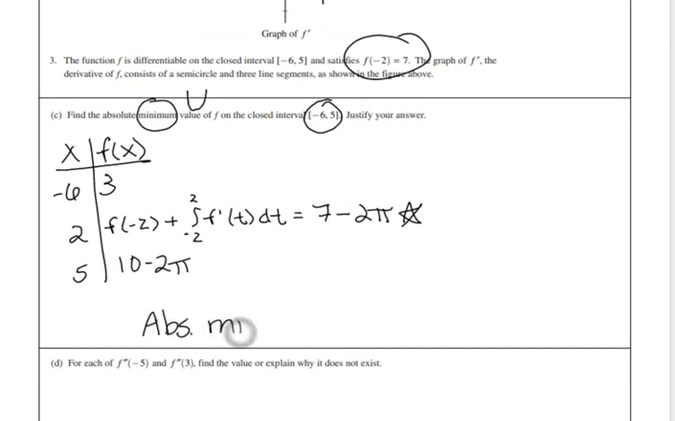So the absolute min is 7 minus 2 pi. And I always say where it happens. So at x equals 2.